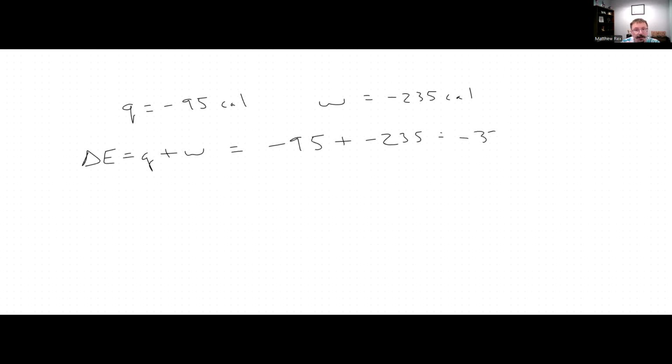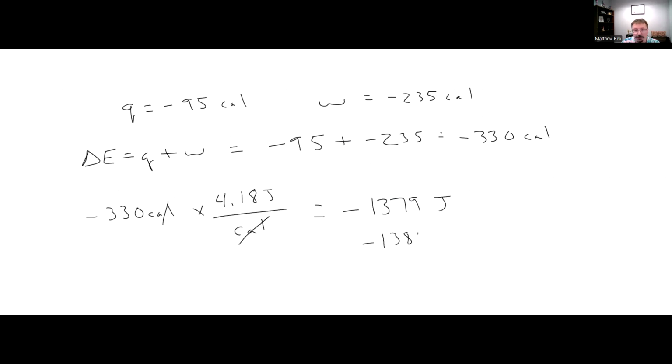So that's -330 calories. And then we just have to go from calories to joules. The conversion factor is the same as the specific heat of water. So we'd have 4.8 joules per calorie. So we get -1,379 joules. Round that, I guess, to 1380. Answer B.